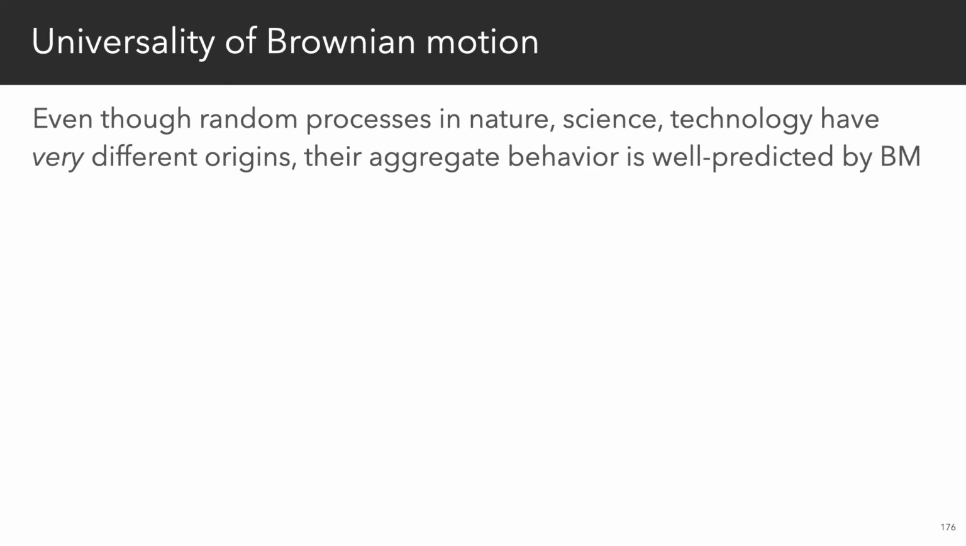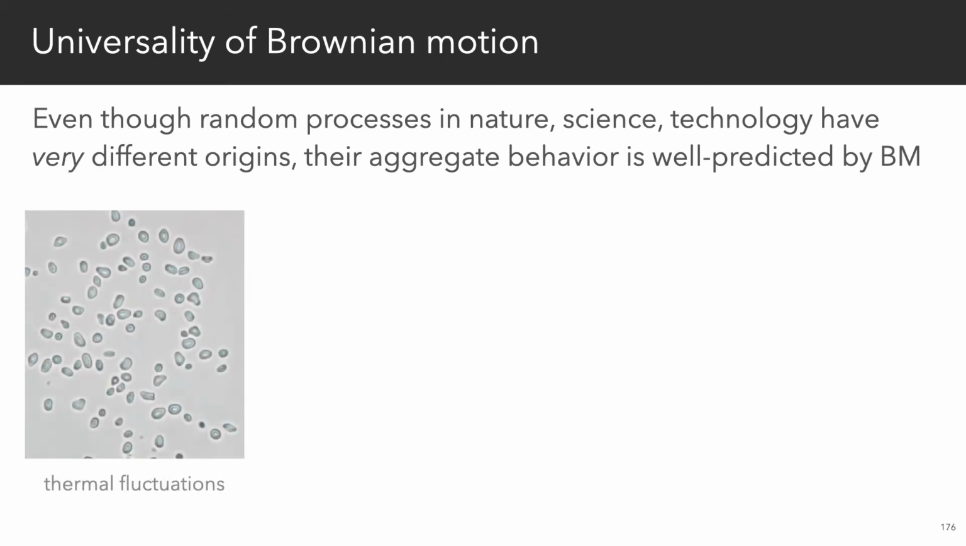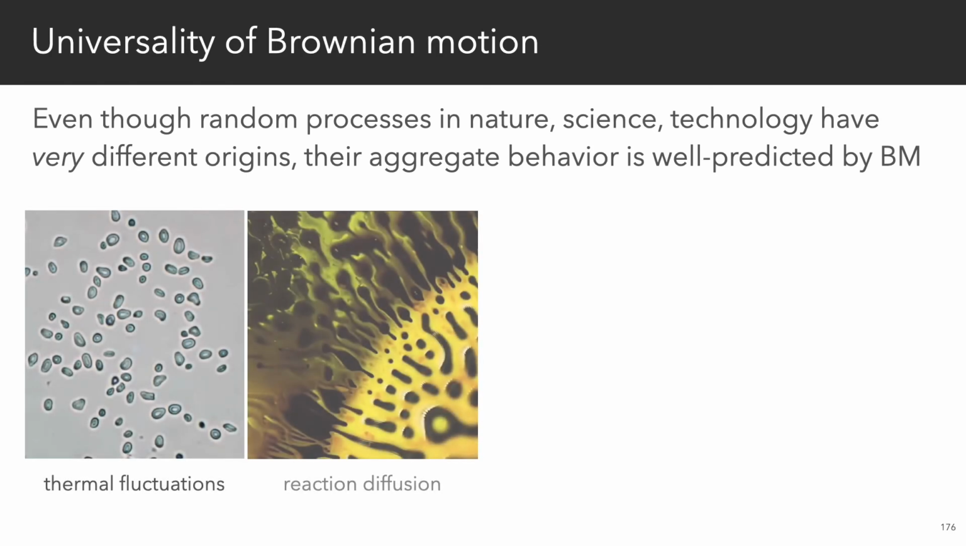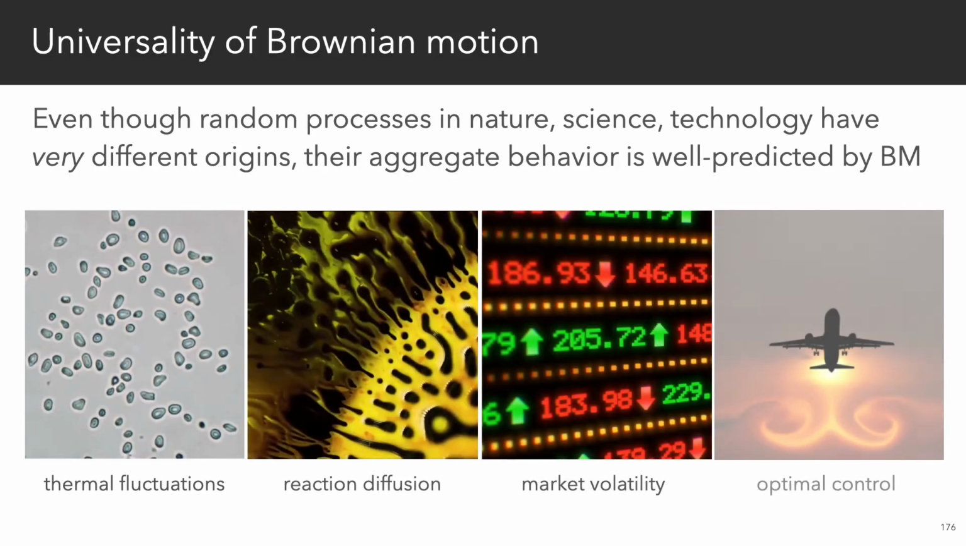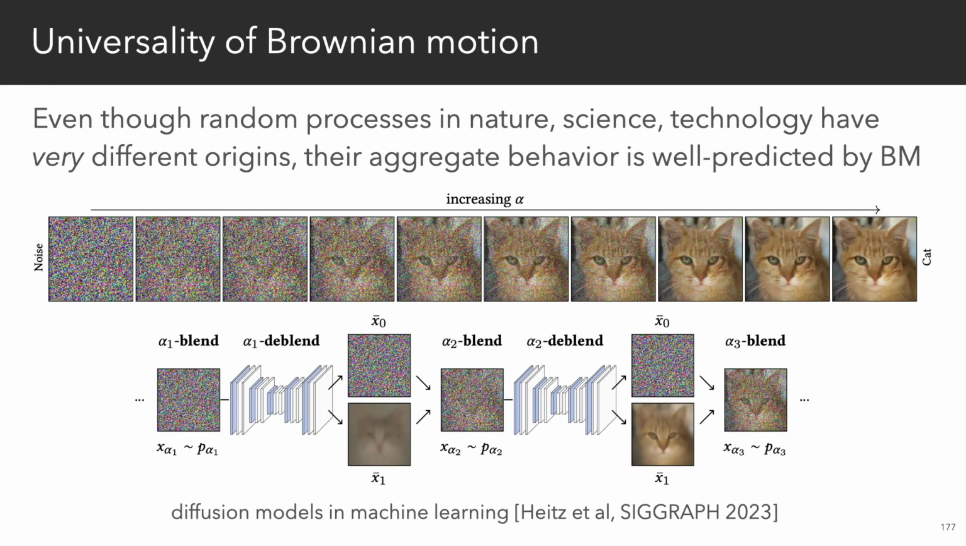Brownian motion has found widespread use in many scientific applications, probably because it's the simplest mathematical model for events that change randomly over time. It models thermal fluctuations in physics, the dynamics of reaction diffusion equations in chemistry, the volatility of stocks in financial engineering, and even the uncertainty of unknown events in optimal control, such as the wind forces affecting an aircraft. As some of you may know, it's also the noise model of choice in machine learning for image synthesis algorithms like Stable Diffusion and DALL-E.